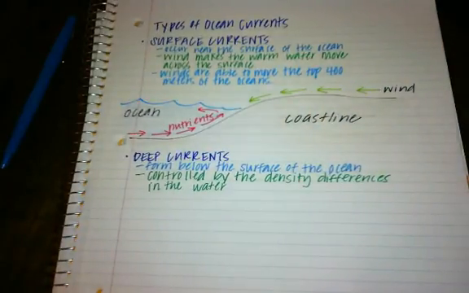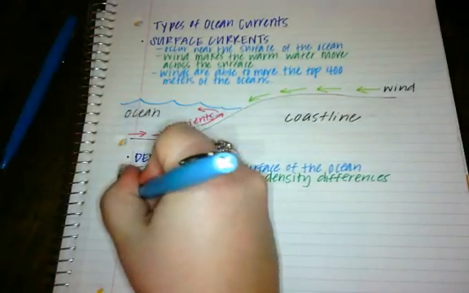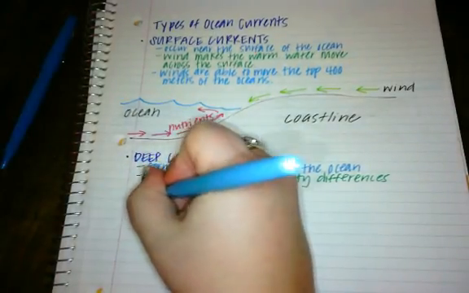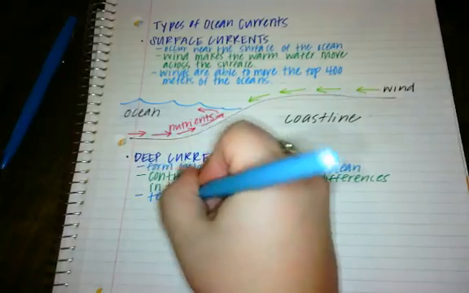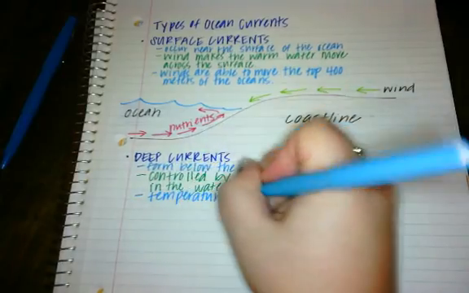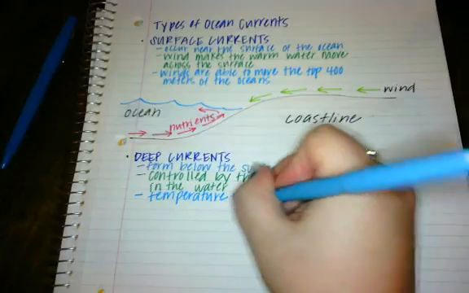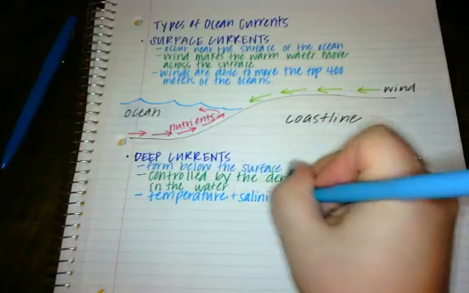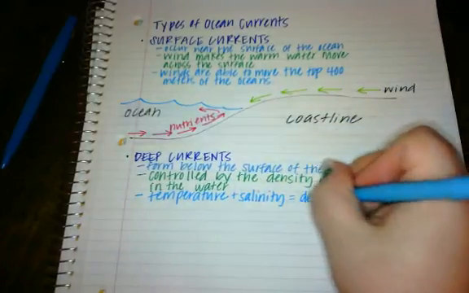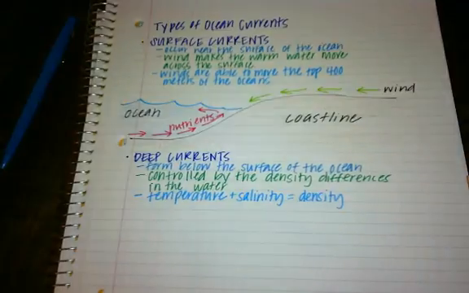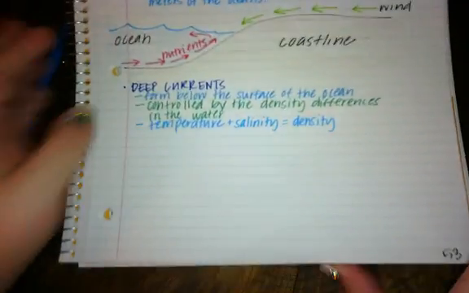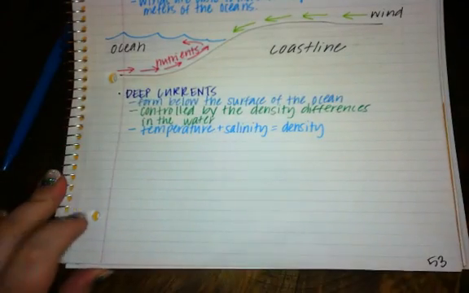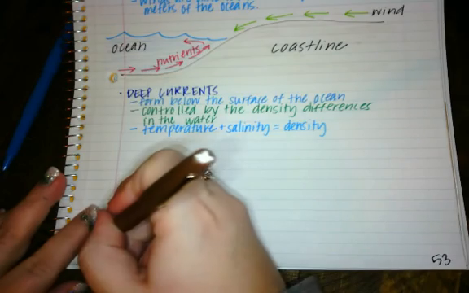If I was with you guys, I would ask you what makes up density. And hopefully you would know the answer. Okay, so temperature plus salinity equals density. We know that the colder and the saltier the water, the heavier it is. So this time our picture's gonna look quite a bit different.